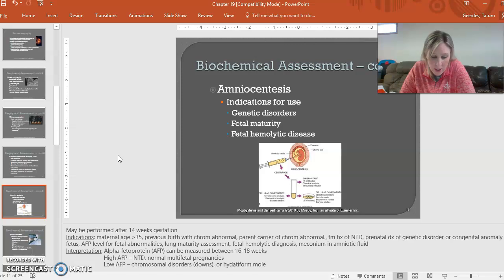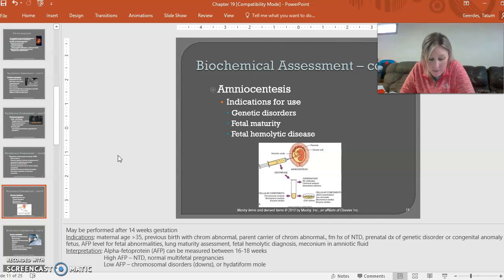So we look at advanced maternal age. That might be something that we do an amniocentesis for. We also do an amniocentesis to check for any genetic disorders or chromosomal anomalies, especially if there is any family history of genetic disorders or chromosomal anomalies like Down syndrome.